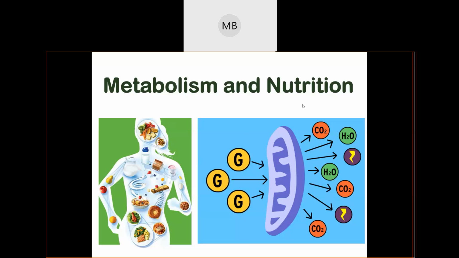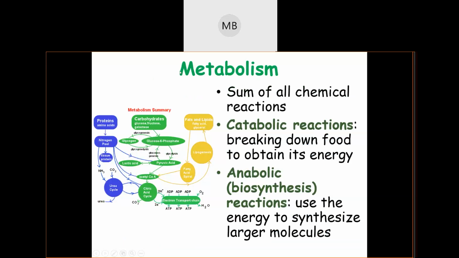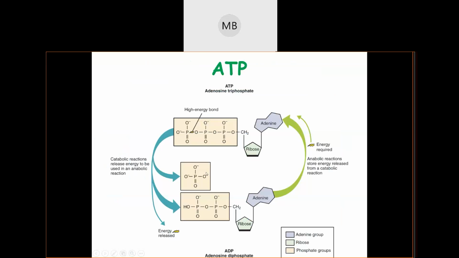Right? So we have metabolism and nutrition, and we are going to be focusing mostly on the nutrition. But we know that metabolism is the sum of all chemical reactions in your body. Catabolic reactions break food down so you can obtain energy. Anabolic reactions, also called biosynthesis, use energy to build other larger molecules that you may need. So we do various things with our various nutrients. We break things down to get energy, or we build things back up.